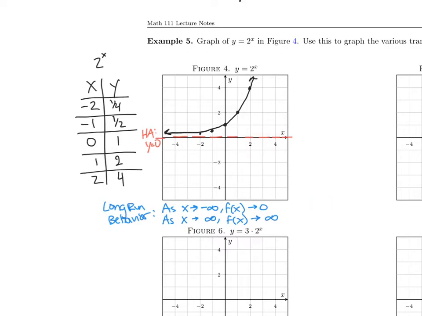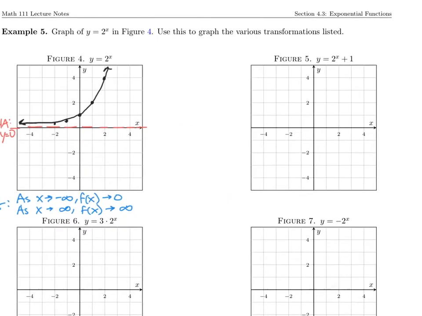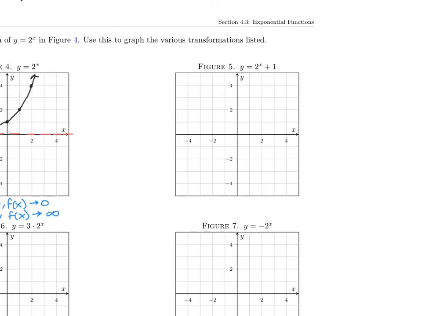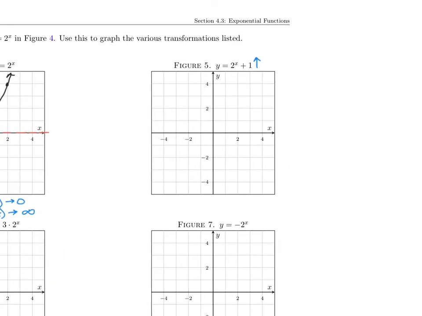So number 5 is 2 to the x plus 1, which means we're going to be moving up 1. That's a vertical shift up 1. So if we draw our table, it's going to be the same table every single time. So I'm going to go through these kind of quick.